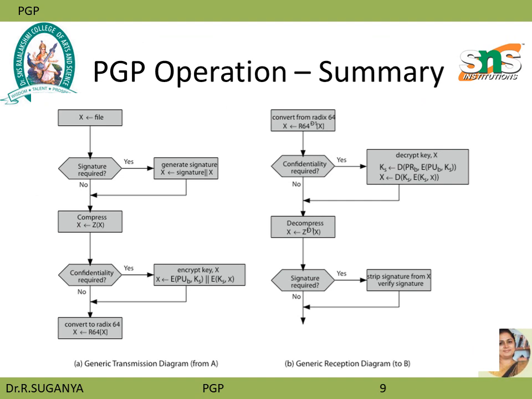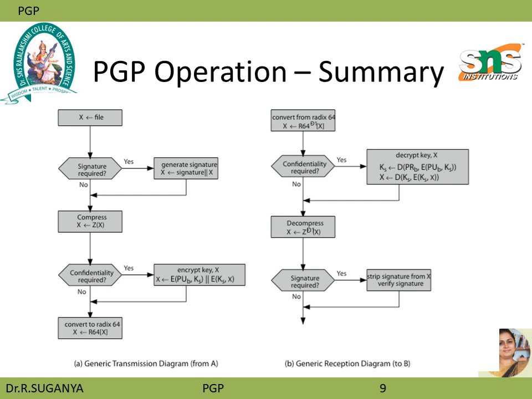PGP operation. Here we take the file as X, and ask whether a signature is required or not. If yes, it has to generate the signature and then compress, and then check whether confidentiality is required. If yes, then we have to encrypt that particular message, and then it is converted to radix-64. This is a generic transmission diagram.